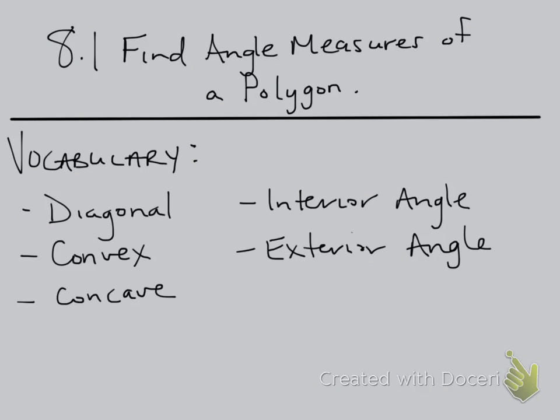All right, here we go. We're going to do 8.1 today. We're going to find the angle measures of a polygon. Our key vocabulary in this particular unit is going to be diagonal, convex, concave, interior angle, and exterior angle. All right, so let's just jump right in.